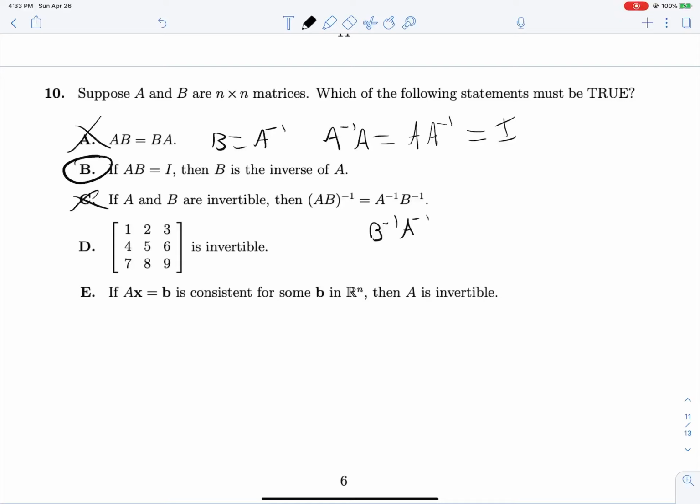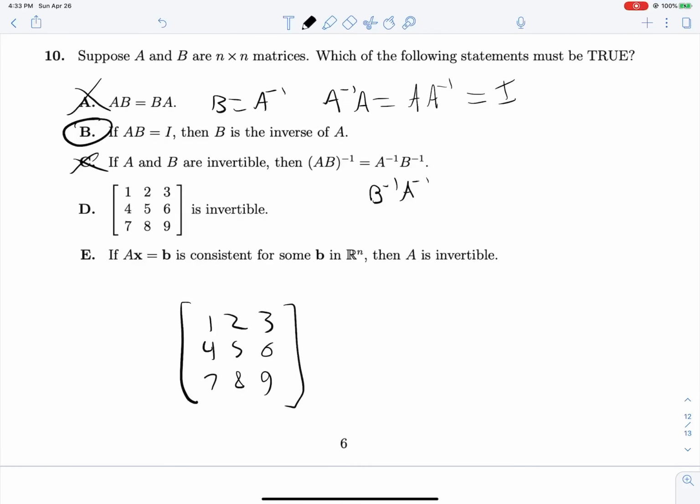What about D? Is this thing invertible? Let's test it out. 1, 2, 3, 4, 5, 6, 7, 8, 9. I'm going to try using row reduction here. The only legal things we can do with row reduction at this point is, what? I gotta remember. Just adding multiples of rows to other rows. That's the only thing that we can do that's not going to change our determinant.